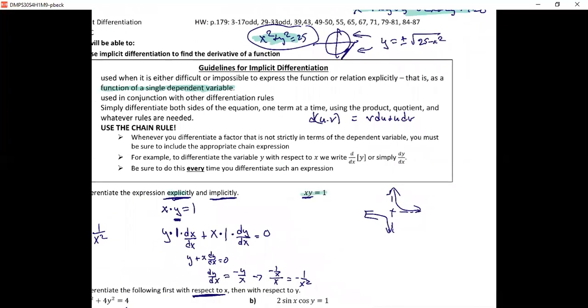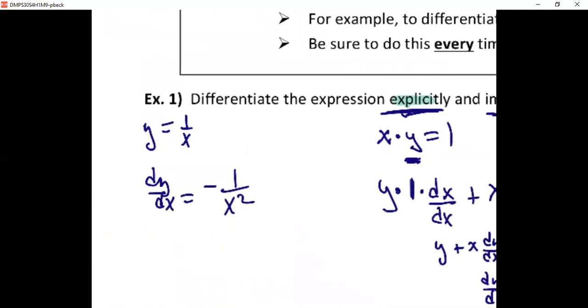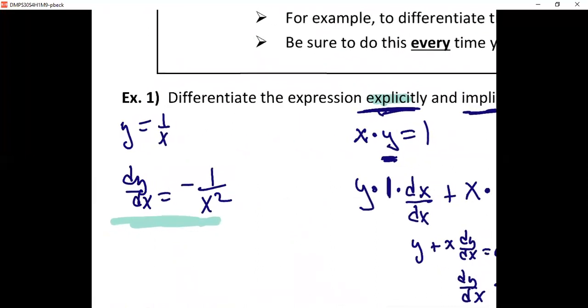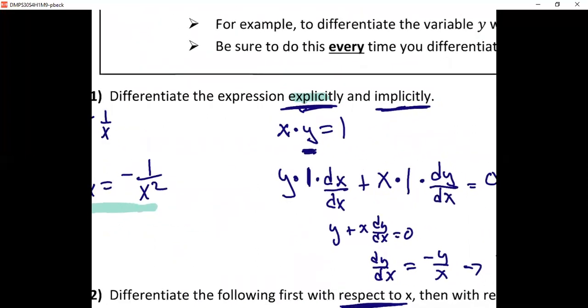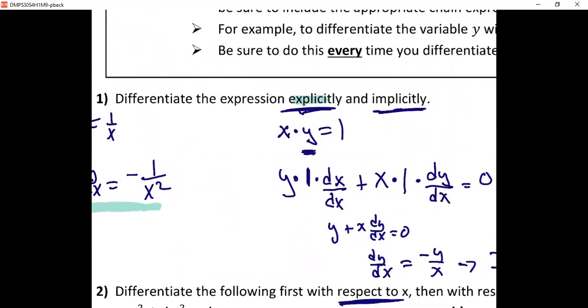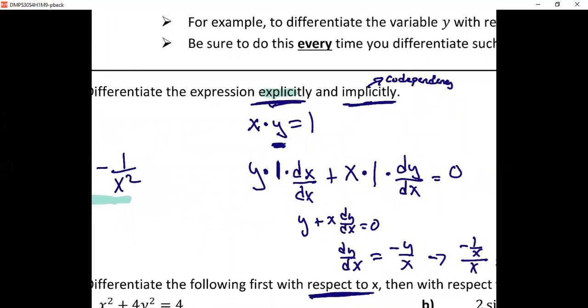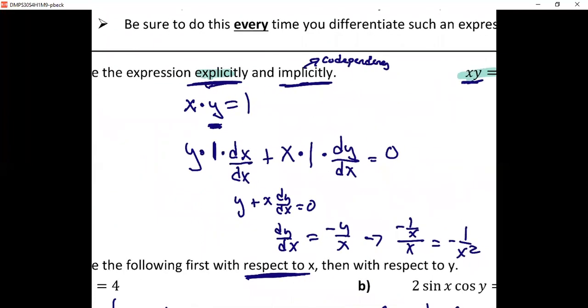For instance, xy equals 1, this first example that we have here, can we write this as a function? Absolutely. And so I'm going to solve this one explicitly. y equals 1 over x, dy dx equals negative 1 over x squared. Pretty happy, right? Well, what about implicitly? Now, to look at this implicitly, we do not just have one variable as a function of another variable. In fact, one of the things I like to stress is this is more of a codependency.